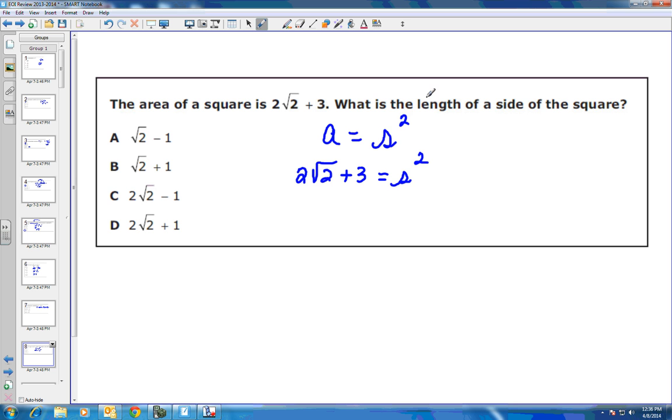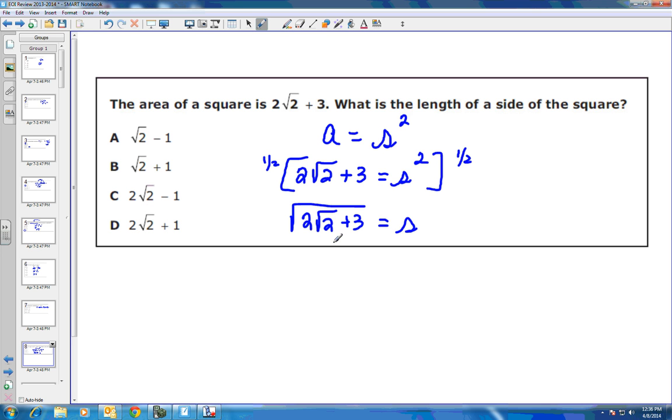They want to know what's the length of the side. Well, if I'm solving for my side, what do I have to do? Get rid of the squared, and how do I do that? Take the square root of it. 2 square root of 2 plus 3 equals s. Or could I raise both sides to the 1/2 power? Is that the same thing? Same thing. So this becomes a calculator problem. I don't want to have to try to simplify it to make it look like that. So I'm going to put this in.